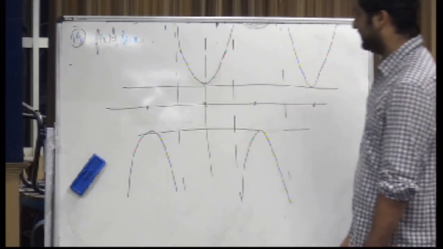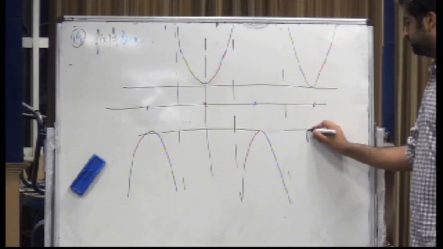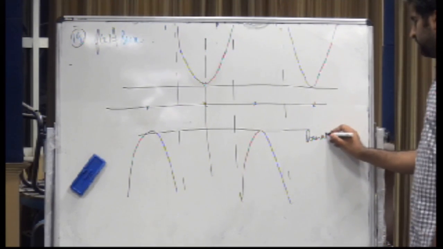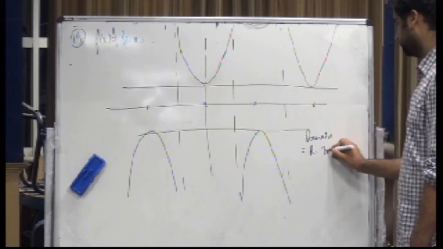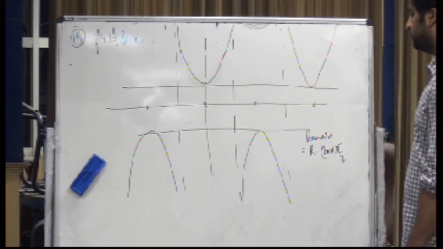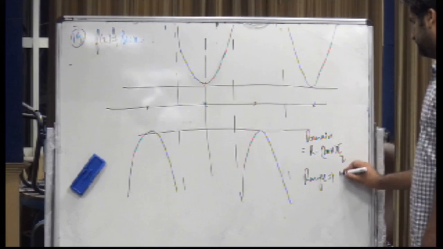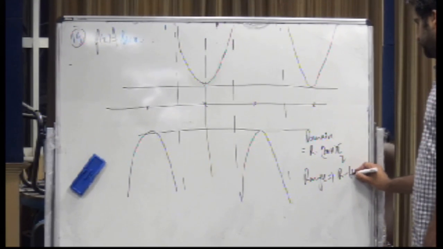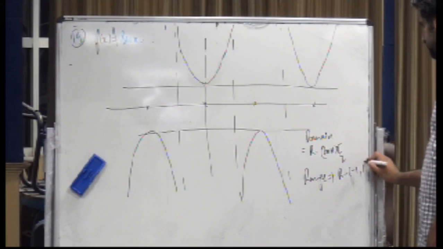So the domain here is all real numbers except odd integral multiples of pi by 2, that is R minus (2n plus 1) pi by 2, and the range is R minus the open interval minus 1 to 1.